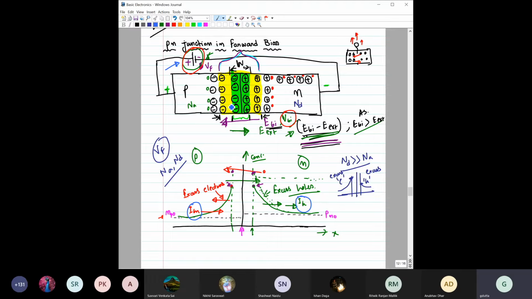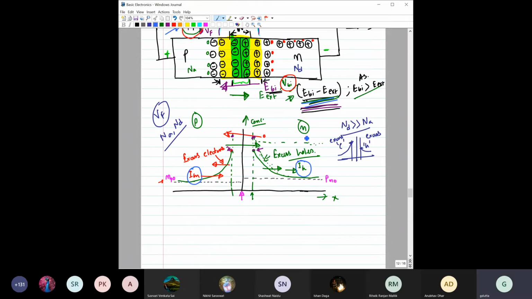This diffusion is happening because you have lowered the barrier potential, or lowered the electric field, right? And this electric field will be maintained by this VF only. It will not be affected by this diffusion process, the further diffusion process.